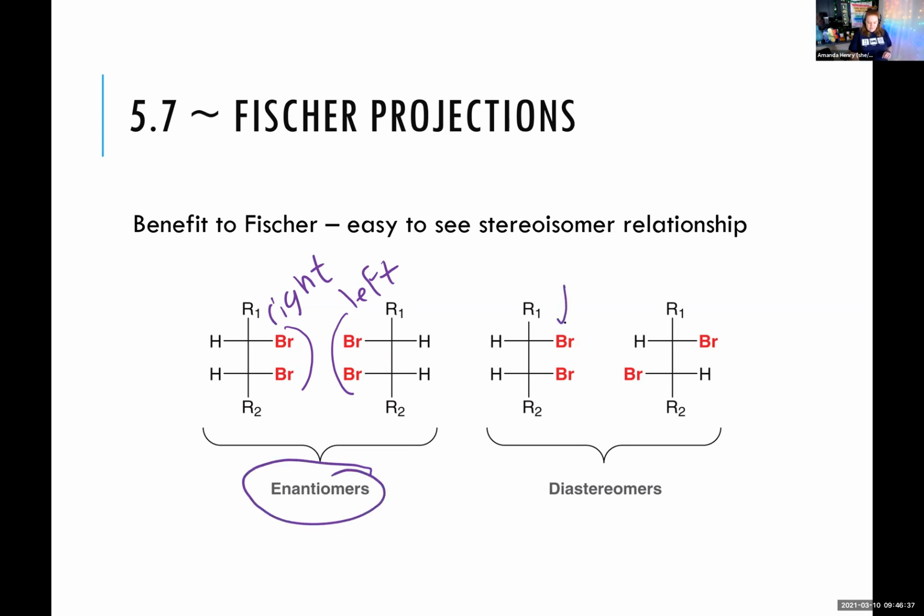Or if we had one on the right and one on the left, we can easily see that they're diastereomers, because this bromine's on the same side, so it's half the same. This bromine's on the opposite side, so it's half opposite. Half same, half opposite puts them into that diastereomer category. So again, it gives us that quick visual of how compounds are related.